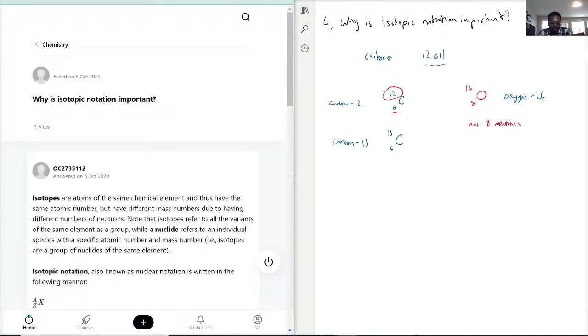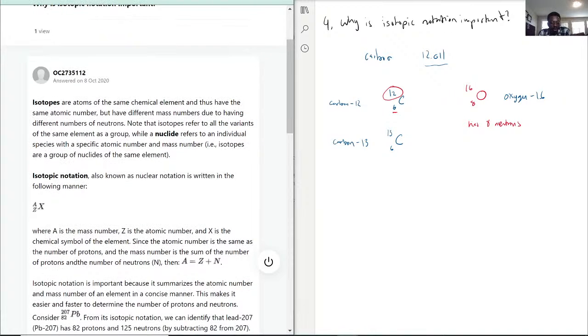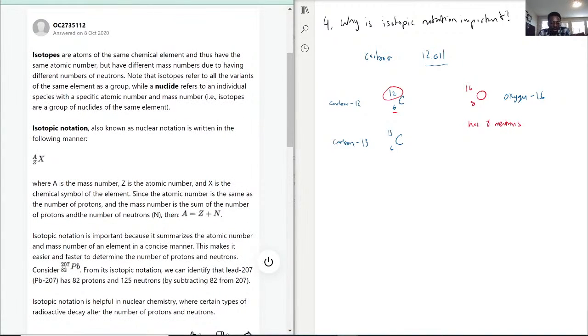So let's see. Note that isotopes refer to all the variants of the same element, while nuclide refers to an individual species with a specific atomic number and mass number. Okay. So, isotopic notation. Yep. A is equal to the atomic number plus the amount of neutrons it has.